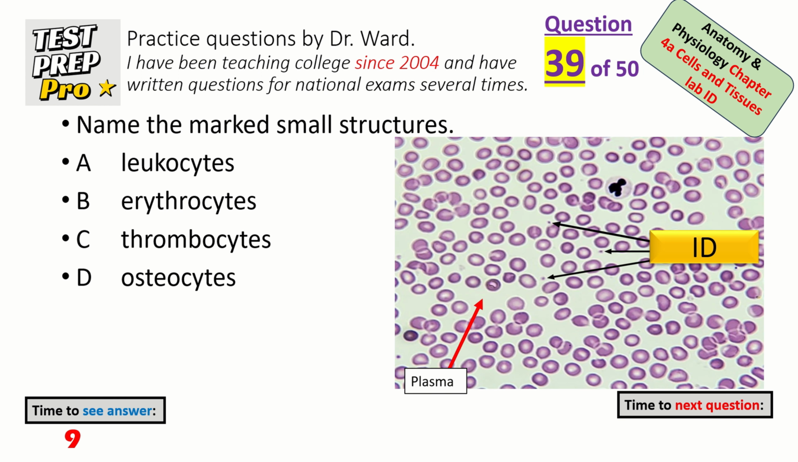Name the marked small structures. So this is a slide of blood. It has plasma around it. It's got these small little fragments. And what are they called? Thrombocytes. Thrombocyte and platelet mean the same thing.